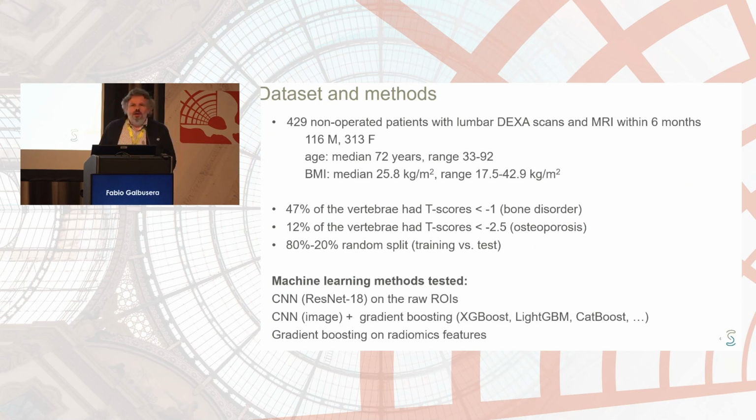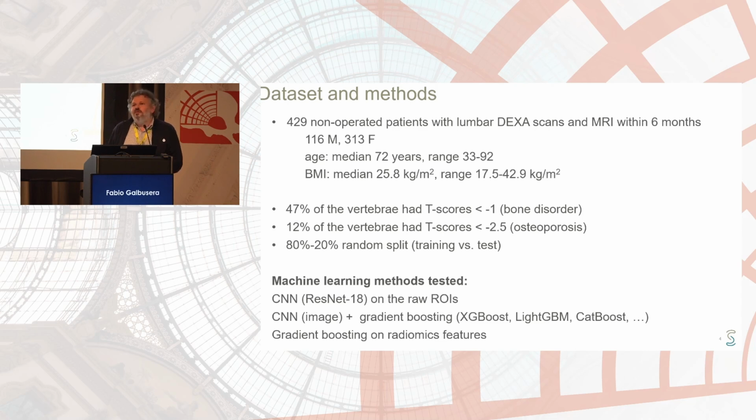So we looked into our databases, and we were able to get data about 429 subjects which had MRI and DEXA within 6 months, which is very important because we need to have images taken in a relatively short time frame. Majority females, median age of 72 years, and we measured that 47% of the vertebrae had T-scores lower than -1, which we defined as bone disorder, and 12% were osteoporotic.